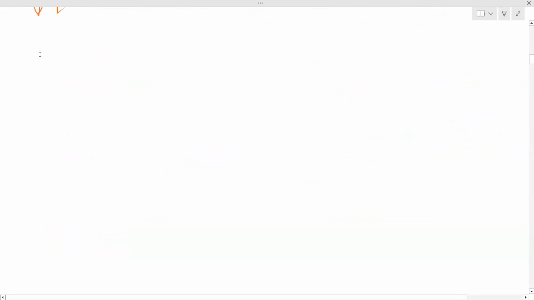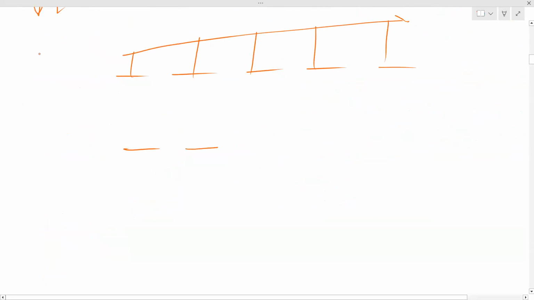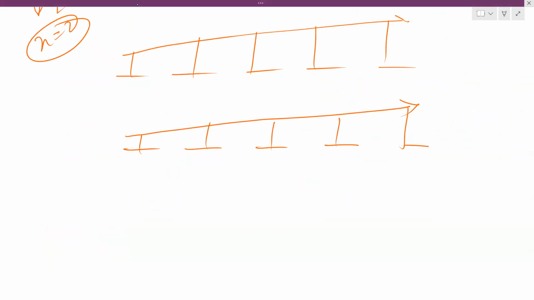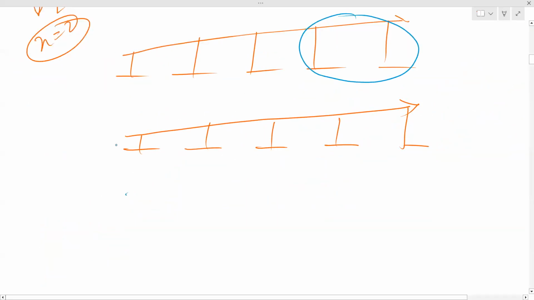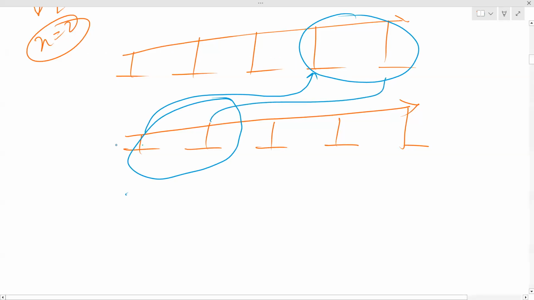So let me see. First of all, let's say this is your array A. It's sorted in increasing order. So these are the values, they are increasing, and this is your array B, again sorted in increasing order. So let's say X was 2. First of all, we'll try to have these two values and these two. So at this index, which is the fifth position, we'll have this value of B.